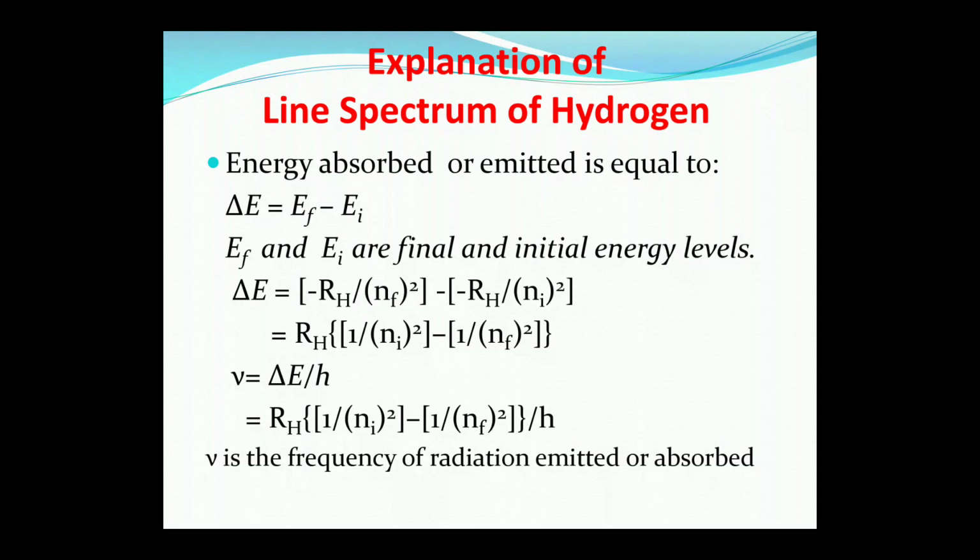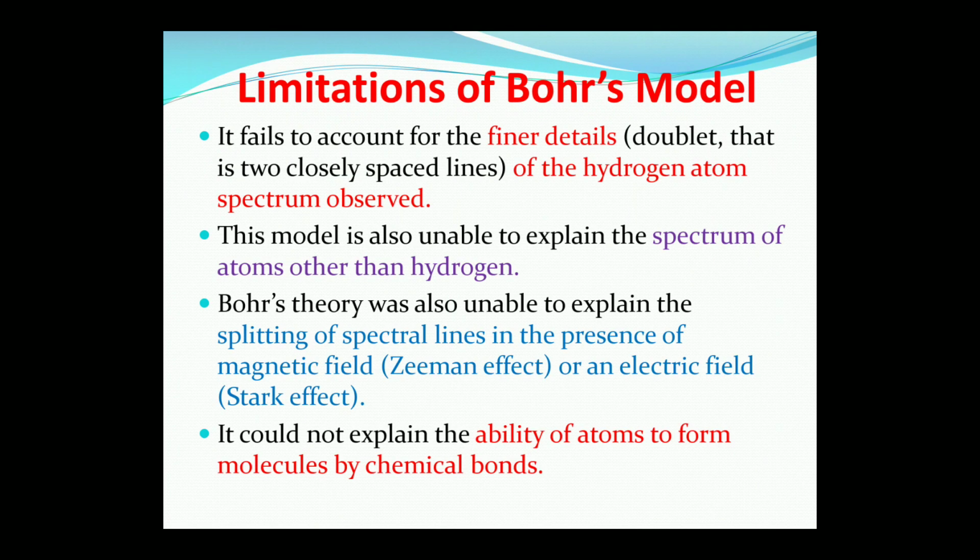So as we discussed in the last video, delta E is equal to h nu, so nu is equal to the change in energy upon h, where h is Planck's constant, and R_H we have discussed is Rydberg's constant. So nu is the frequency of radiation emitted or absorbed. So what are the limitations?